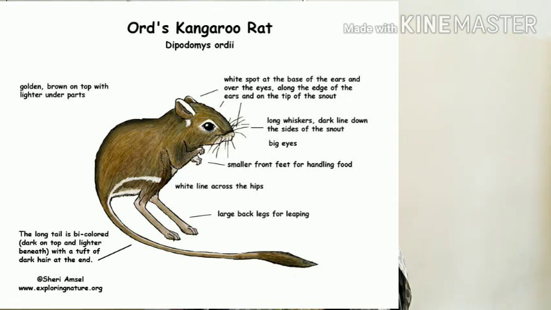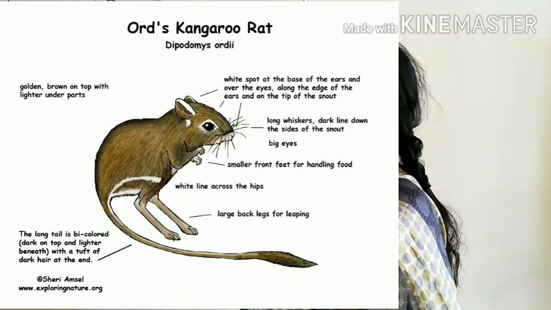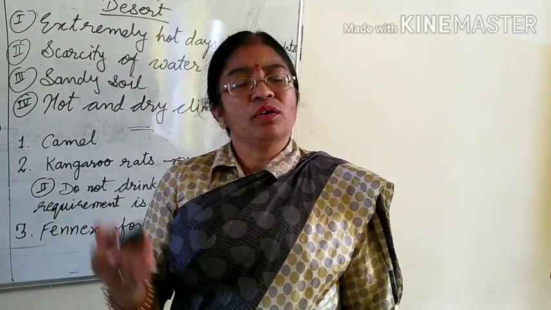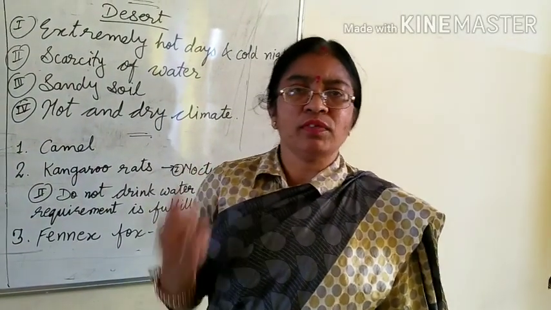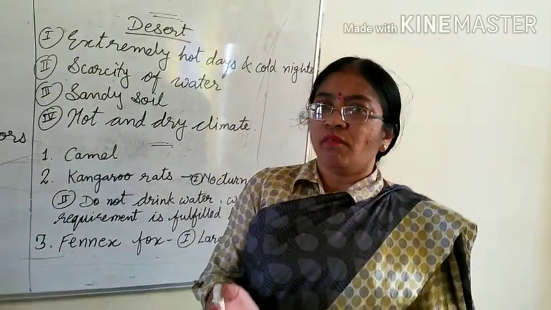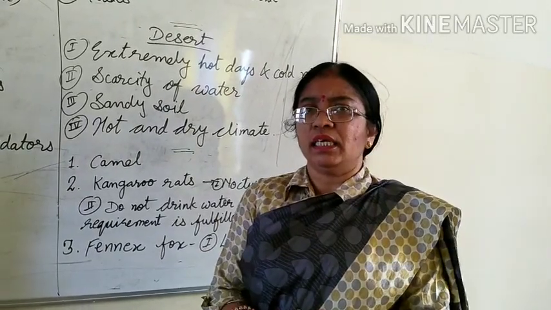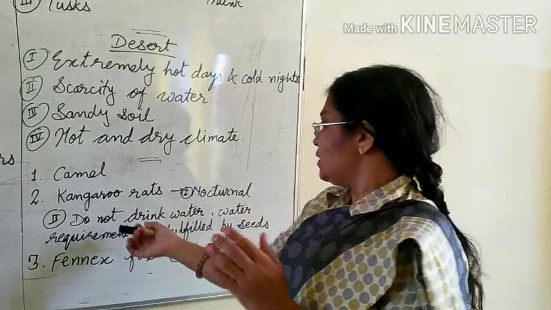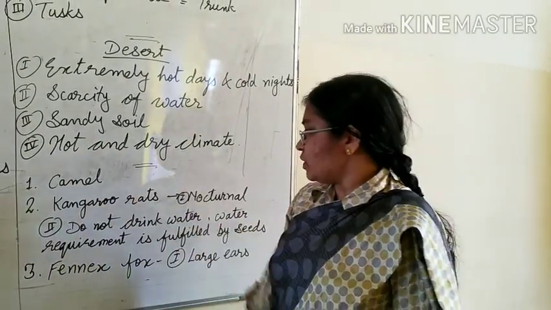Now one important point about the kangaroo rat is that it does not drink water. And if it does not drink water, how can it survive without water? Whatever seeds it eats, it fulfills the requirement of water from these seeds. In this manner, the kangaroo rat can live without water.